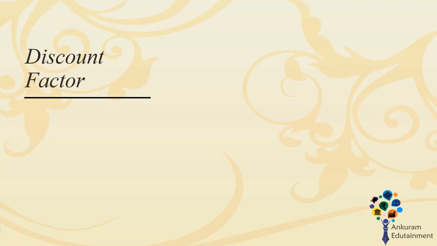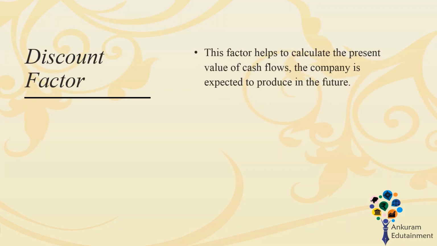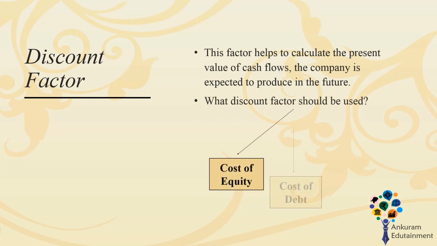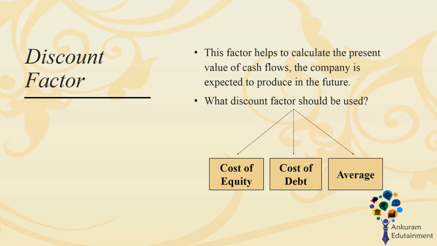This factor will help us to calculate the present value of the cash flows which the company is expected to produce in the future. Now the question arises is, what discount factor should a valuer use? Whether it should be cost of equity, cost of debt, or an average between both. The answer is, if the cash flow is available only to equity holders, then we must use cost of equity. But if the cash flow is available to both equity and debt holders, then we must use weighted average cost of capital, which is a blend of cost of equity and cost of debt.